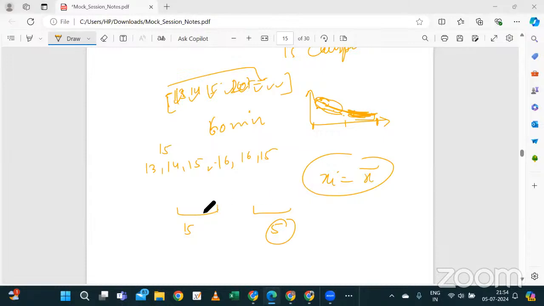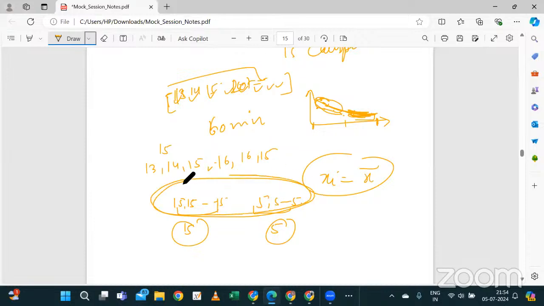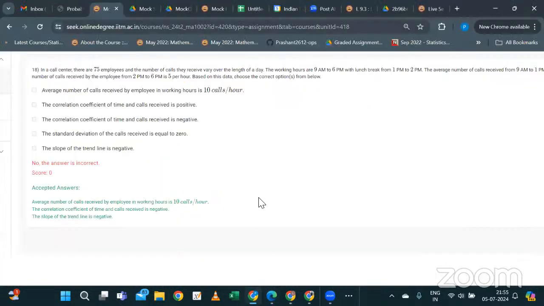See, it might be possible that for the first 4 hours, all calls are 15, 15, 15, 15. You got 15. But in another, it's 5, 5, 5. If for all the 8 hours you were getting 15, 15, 15, then it would be 0. Is it clear? Okay. I think the last option is very.